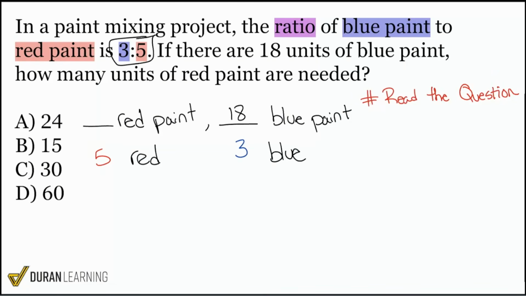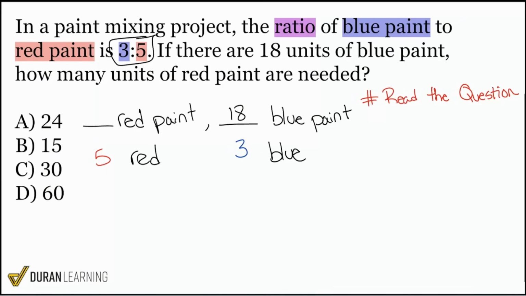So with that, everybody, we have now set things up to compare the same things in the same way. Here's how. When it comes to what I'm looking for, I am looking for red paint, and that's compared with 18 blue units of paint. If we take a look down here, we are comparing red paint to blue paint. Again, up top, red compared to blue. Down here, red compared to blue.